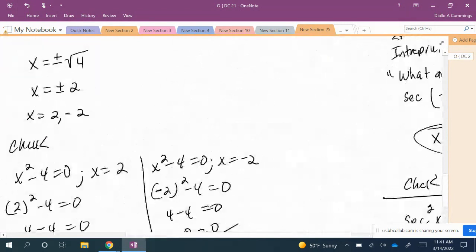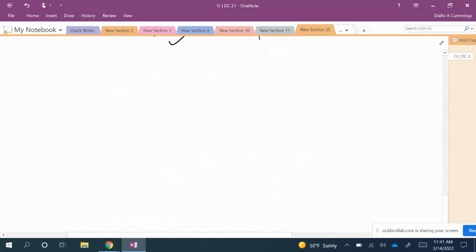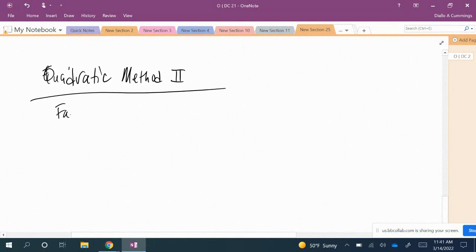All right, so that was the quadratic method by use of the square root property. Now we're going to take a look at another quadratic method, and it is the zero factor property. Okay, so this is quadratic method, I'm just going to call this number 2. And this is zero factor. Okay, but this is what you should always look to do first, actually.